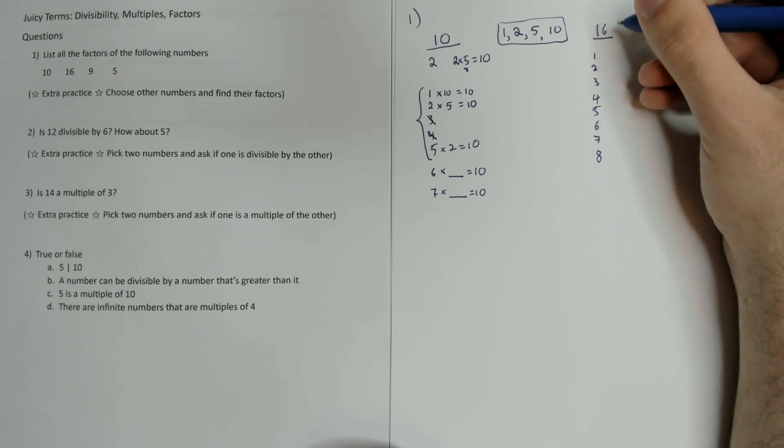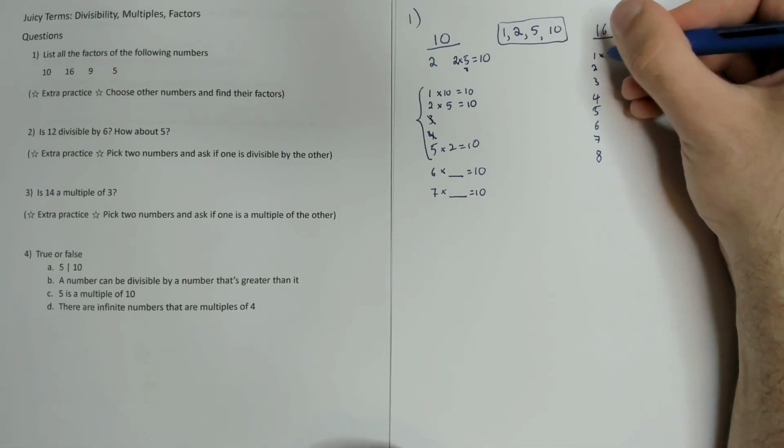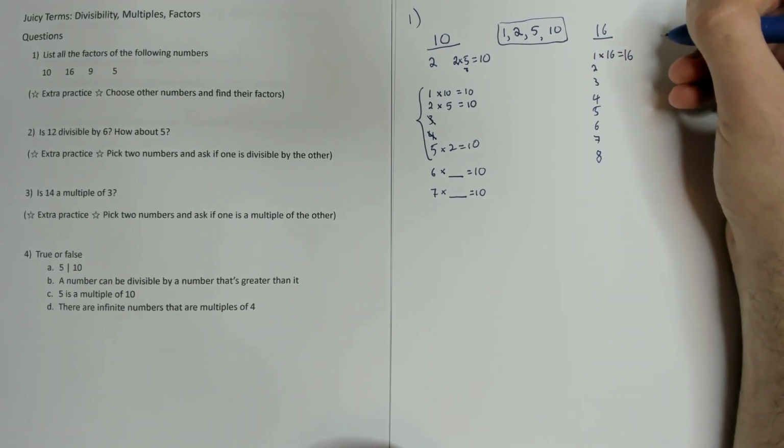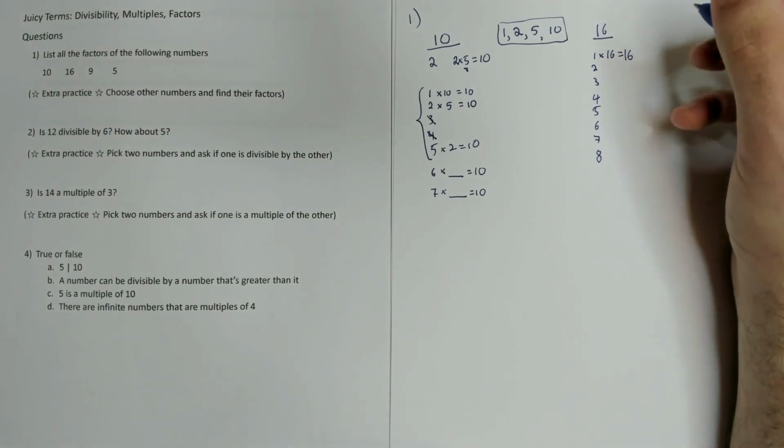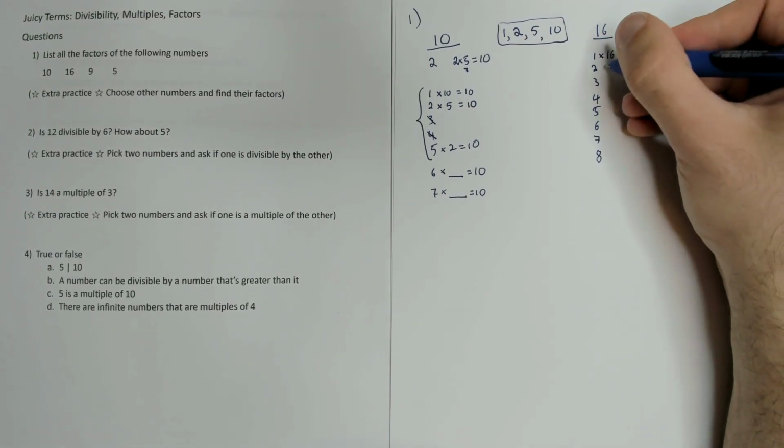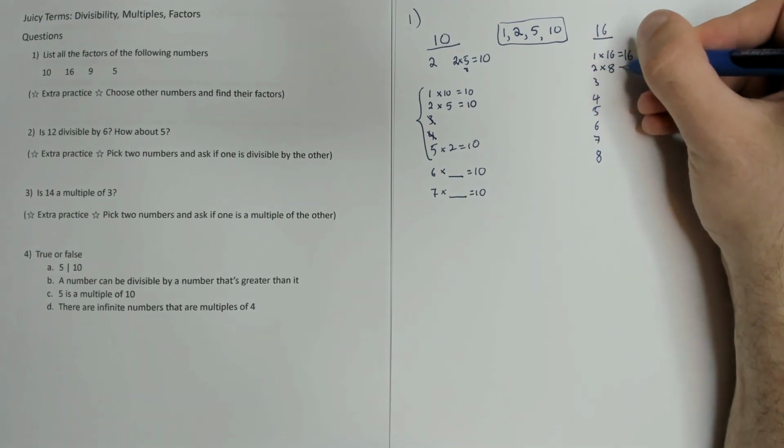So does 1 give us a factor of 16? Yeah, because we can do 1 times 16 and we get 16, right? All right, how about 2? Does 2 give us a factor of 16? Well, sure, we can do 2 times 8, right?